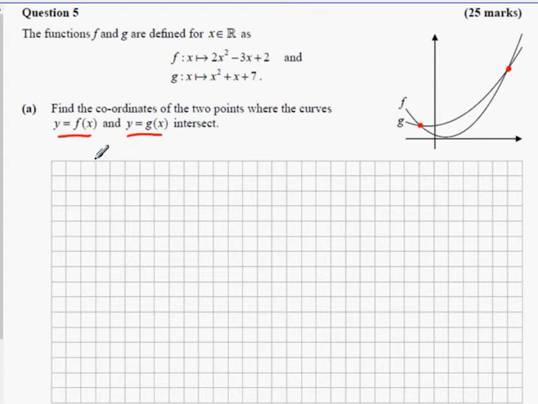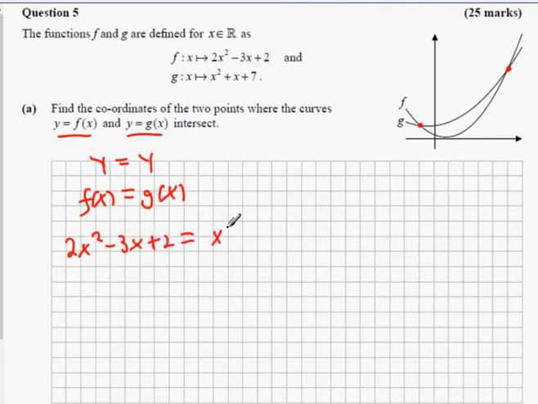So all you do is say y equals y, then you say f of x equals g of x, and then you write down your two formulas: 2x squared minus 3x plus 2 equals x squared plus x plus 7. Bring it over one side. We're going to get x squared, that's 1x, comes out the other side as minus 1x, so it's going to be minus 4x. Bring the 7 out the other side, comes minus 7, you have minus 5 equals 0.